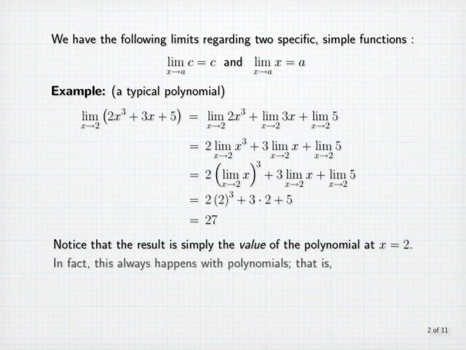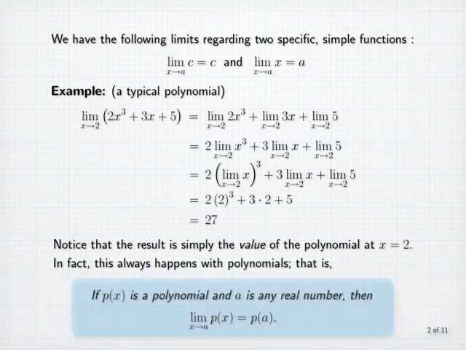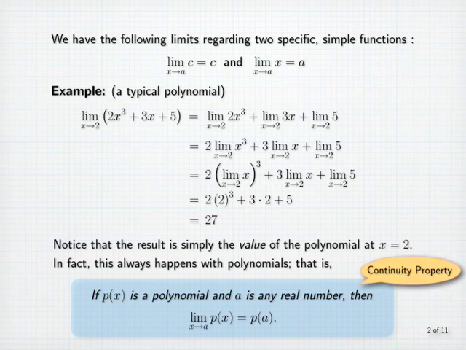In fact, this always happens with polynomials. That is, if p of x is a polynomial and a is any real number, then the limit as x approaches a of p of x is equal to p of a. That is, the limit as x approaches a is equal to the value at a. We refer to this as the continuity property of polynomials.